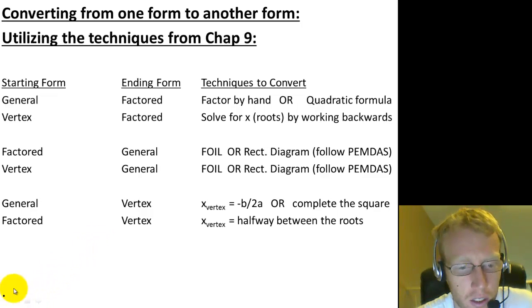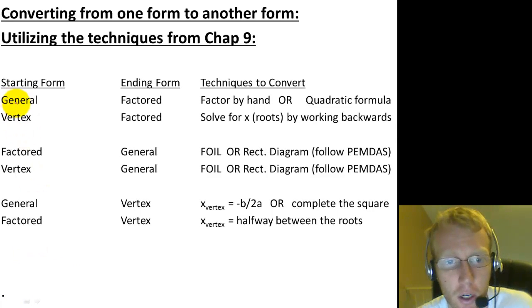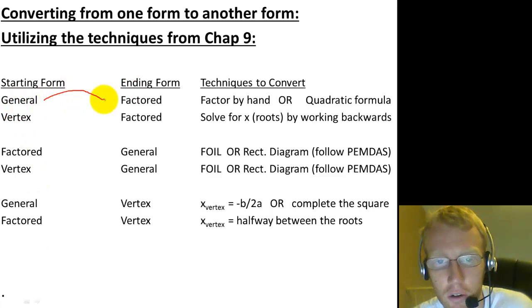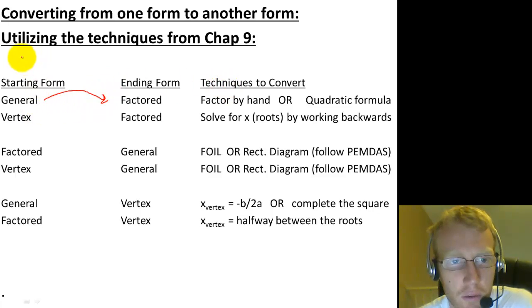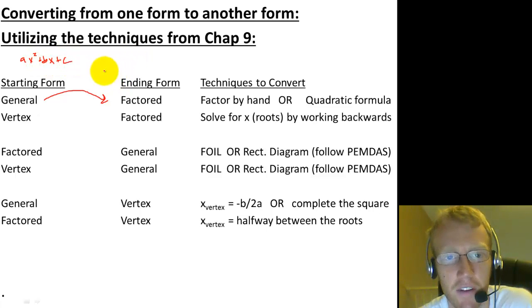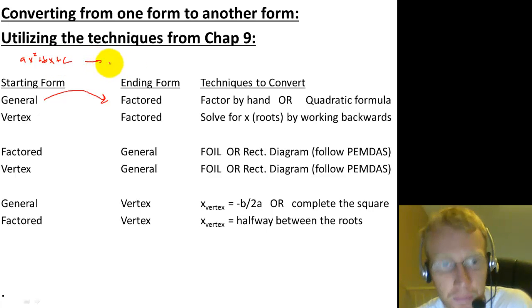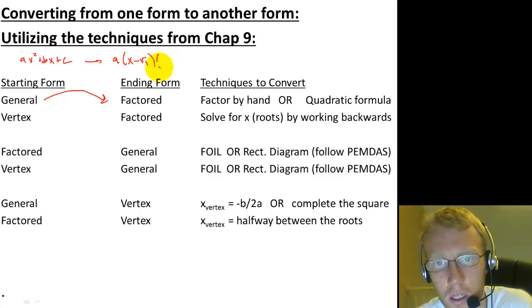So we're going to start by looking at how to go from general to factored. So general form into factored form. In this case, general form, if you remember, is ax squared plus bx plus c, and factored form would be a times x minus r1 times x minus r2.